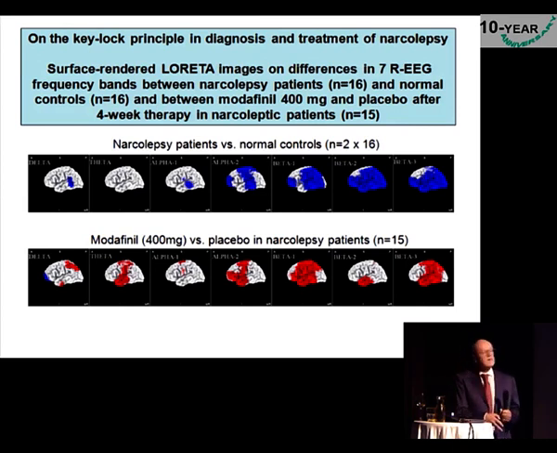So again, if you have a decrement in a certain region, you should give something which would actually improve this, just the opposite. And this is not so new. If you have a low blood sugar, you have to increase your blood sugar. If your blood sugar is too high, you have a drug which decreases blood sugar. Okay, and this is the key-lock principle.